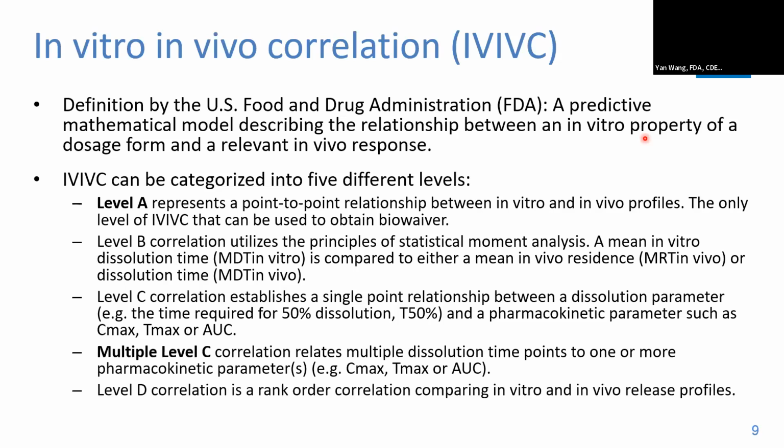Then for level D, the guidance doesn't really call it level D, it says rank order. That is useful for supporting early formulation screening during development, but at the moment it is considered not useful for regulatory purposes because it's only a rank order correlation.